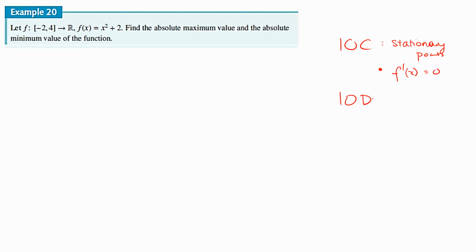Moving on to 10D. What was it in 10D, Luke? That's the local maximum, local minimum, local stationary point. Good. Those are called types of stationary points. And yes, we do have 3 of them. We've got local max, local minimum, and point of inflection.